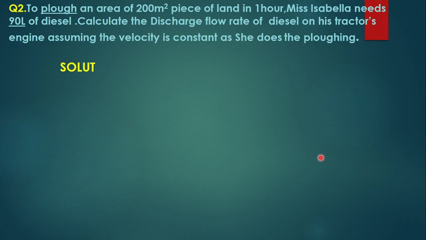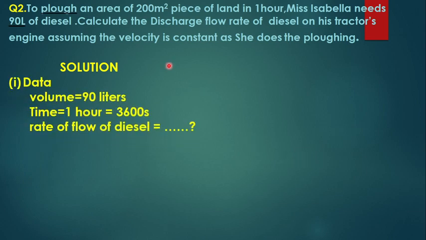What do we need? To solve this question, first you need to have your data. What do you have and what don't you have? So look at this. We have the volume of water, which is 90 liters. Sorry, not water but diesel. So we have the volume of diesel. We have 90 liters of diesel. The time is 1 hour. We know that 1 hour is equal to 3,600 seconds.